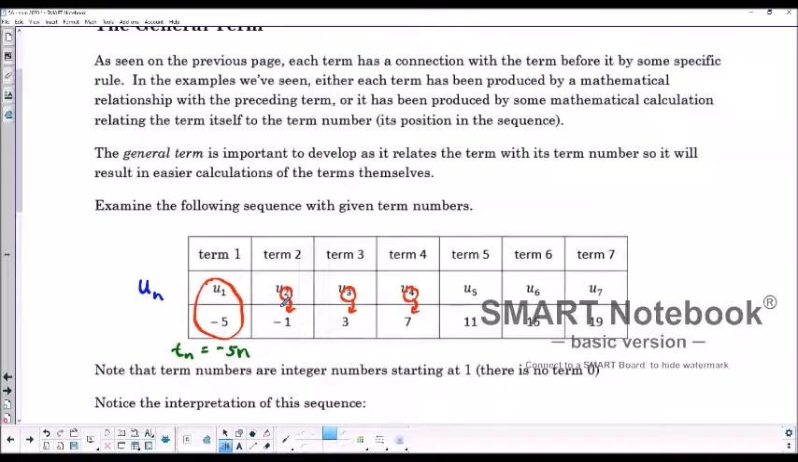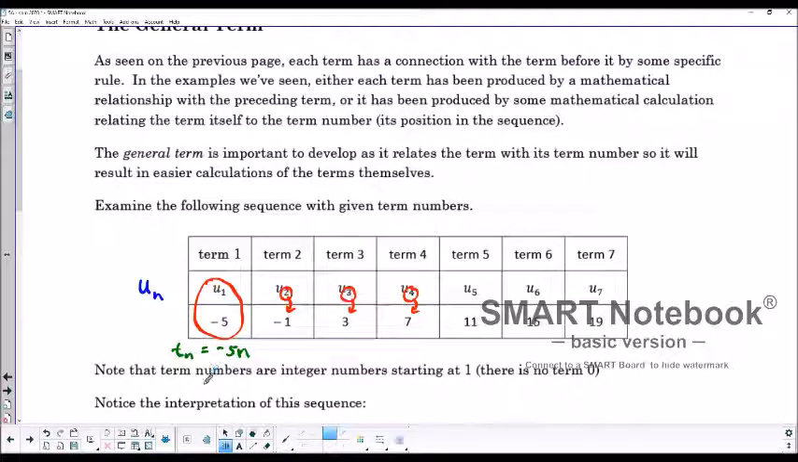Does it work for the second term? Well, for the second term, n is 2, so 2 times -5 is not -1. So this rule is obviously wrong, and we have to go back to the drawing board. What could we do to get this? Could we take the n and multiply by 2, just for kicks, and subtract 7?